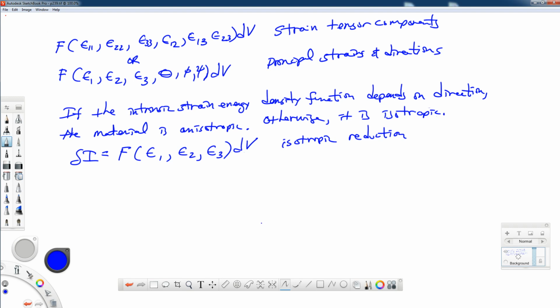In terms of writing it in terms of the three principal strains, epsilon 1, 2, and 3, we could write this in terms of strain invariants, and I'm going to use a different F, a script F. If we call our strain invariants J1, J2, and J3, we can have a slightly different looking function in terms of these quantities as well.